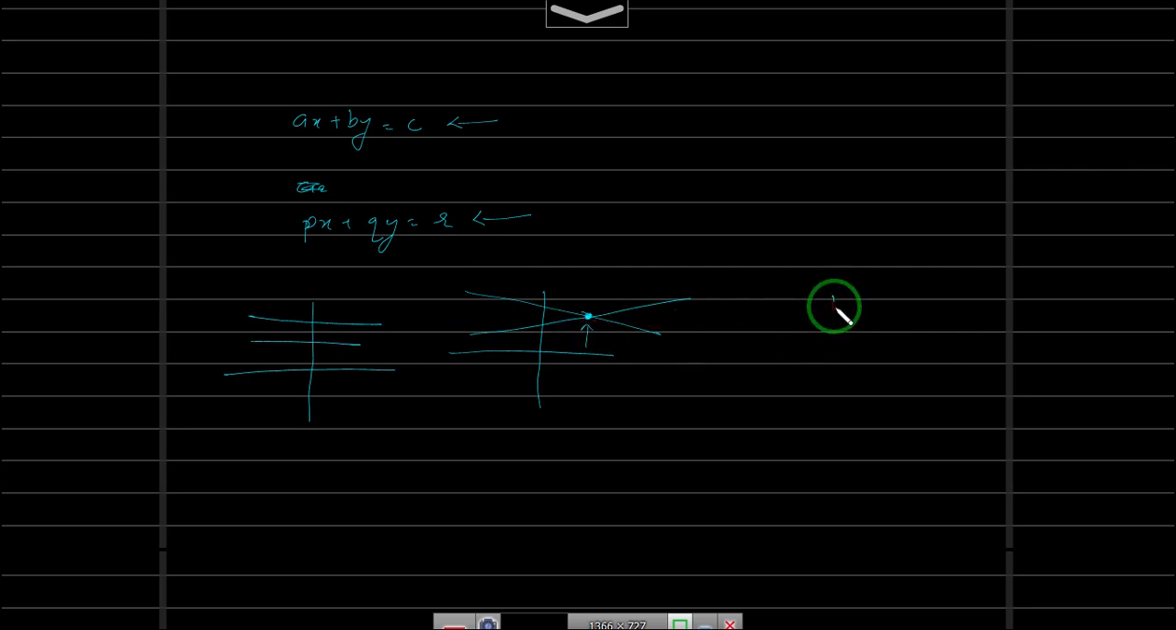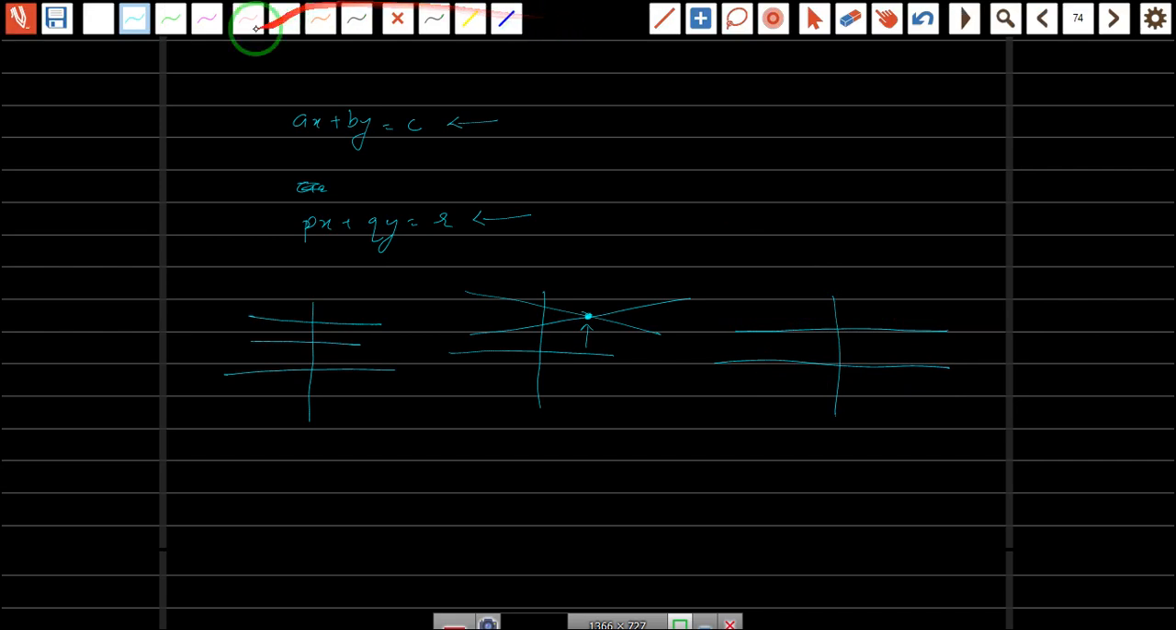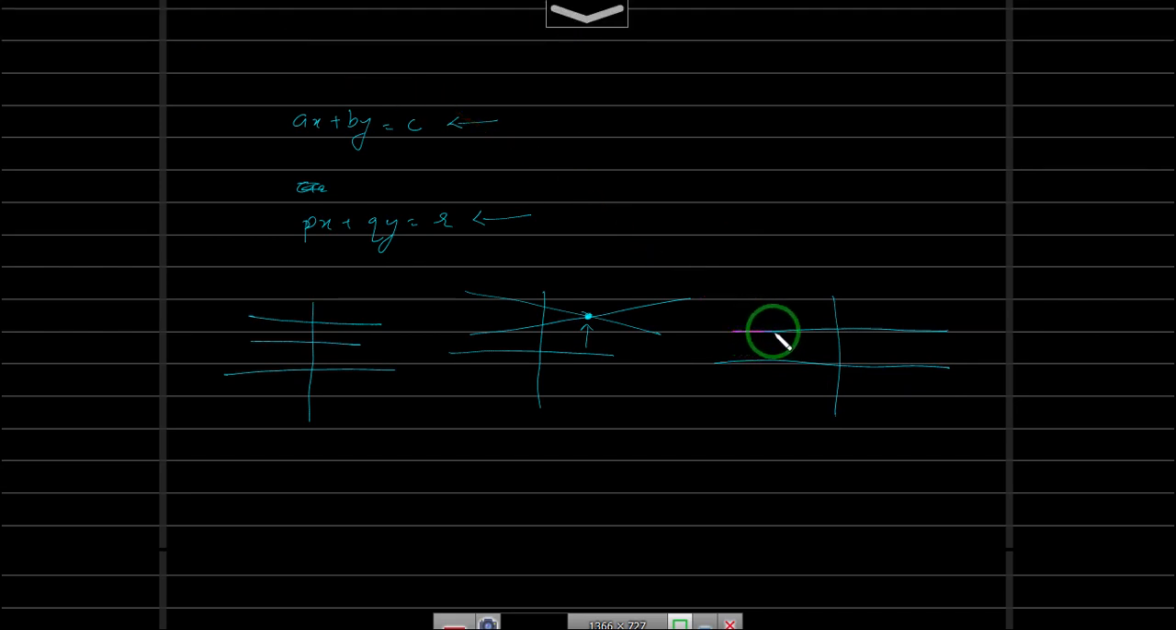And the third case, if we have two lines which are overlapping, you may have one line like this, and the second line will be the same. In that case, you will have infinitely many solutions, because any point you take on this line will also lie on the other line. So in this case you will have infinite solutions, in this case a unique solution, and in this case no solution. Hence you cannot have a system with exactly two solutions. That is a general knowledge kind of question.